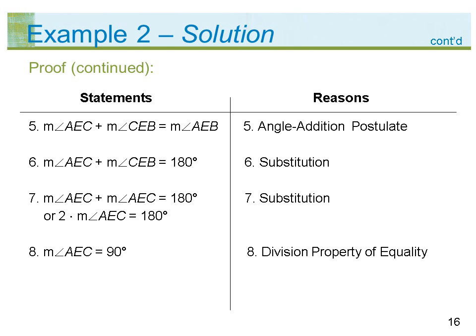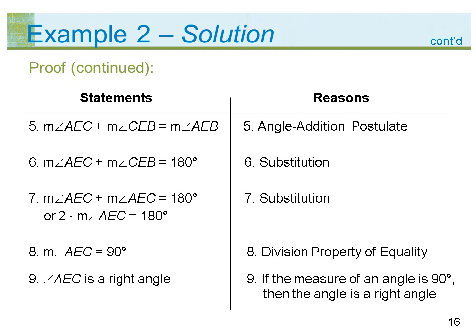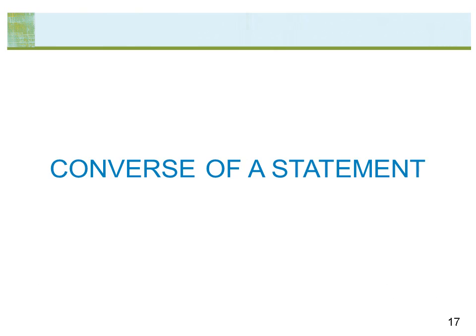Reason: Substitution. Number 8. The measure of angle AEC equals 90 degrees. Reason: Division property of equality. Number 9. Angle AEC is a right angle. Reason: If the measure of an angle is 90 degrees, then the angle is a right angle.